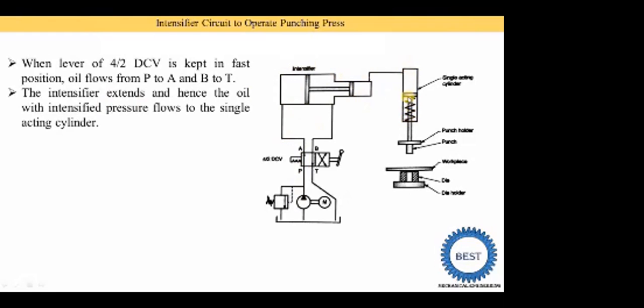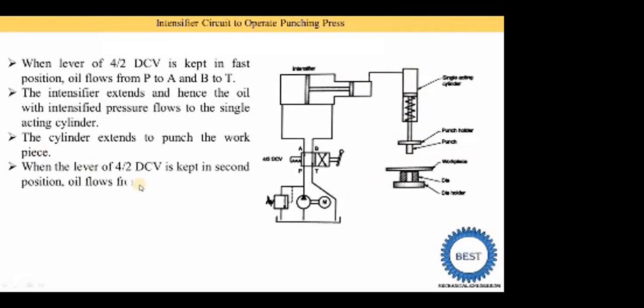With the piston of the single acting cylinder, the punch holder is connected, so the punch is also moving in a downward direction, and it performs some work on the workpiece. This is called the extension of the intensifier circuit. The cylinder extends to punch the workpiece.